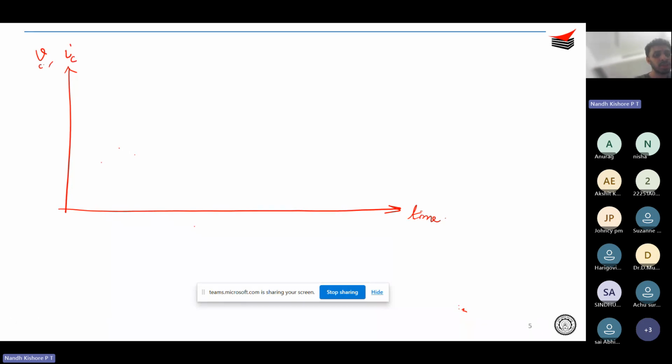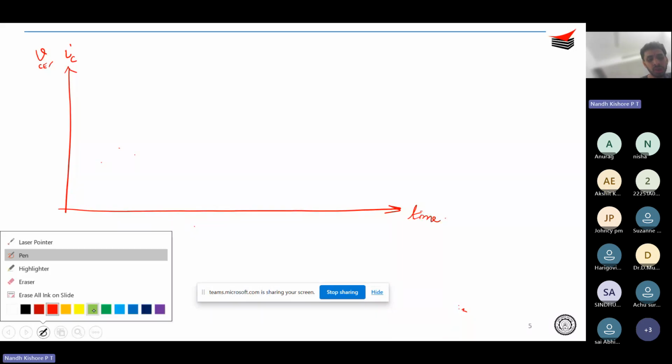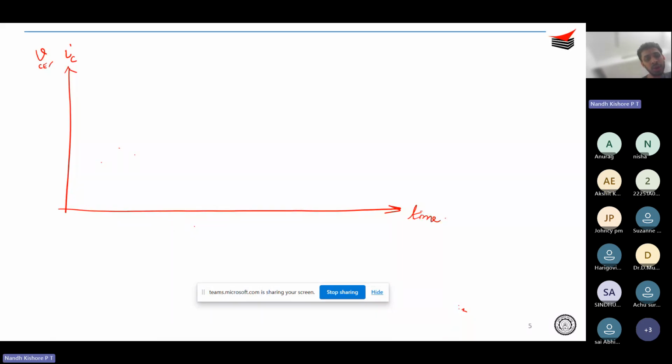VCE, okay? So let's say that BJT is going to turn on, right? That is, the BJT current is almost close to 0. It's not equal to 0. Of course, you know that this current is going to be ICE naught, right? So what will happen when you turn on, let's say you turn on the BJT at this instant, at T1, right?